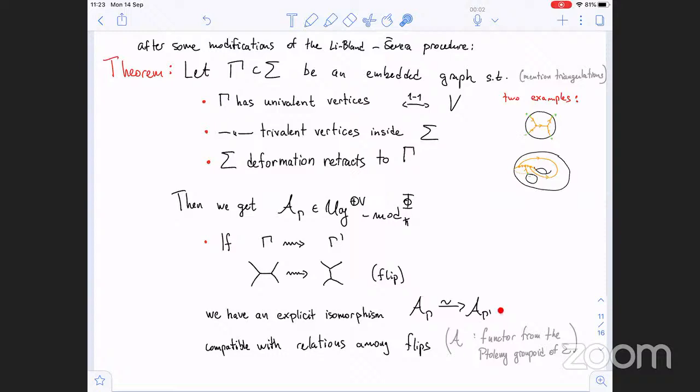And not just that, but this isomorphism is actually compatible with the relations among flips. Because it can happen that if you do many flips, you end up in the same graph. And the claim is that the composition of all these isomorphisms is identity at the end. So one can say that this functor, which gives you the algebras, is a functor from the Ptolemaic groupoid of sigma, which is just the groupoid where objects are just these graphs.